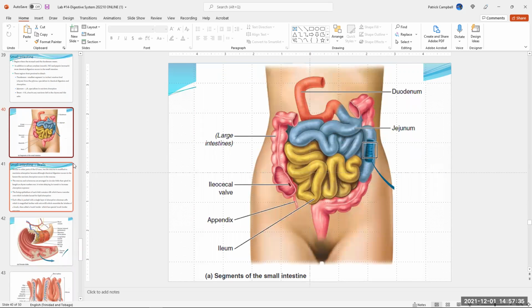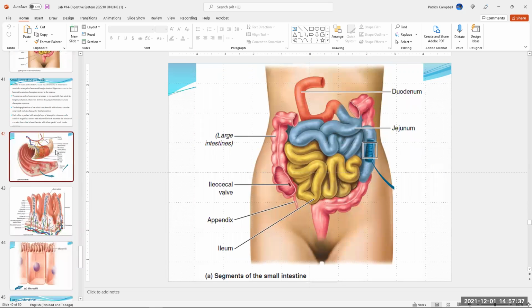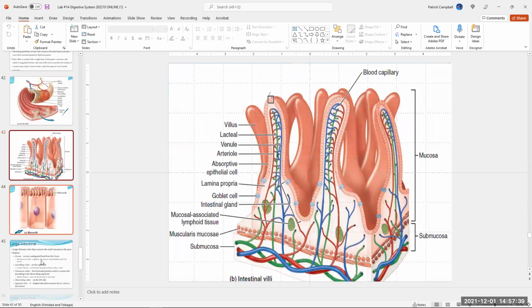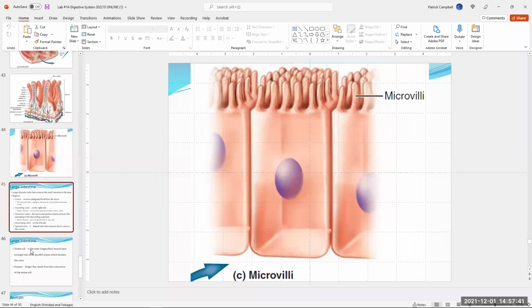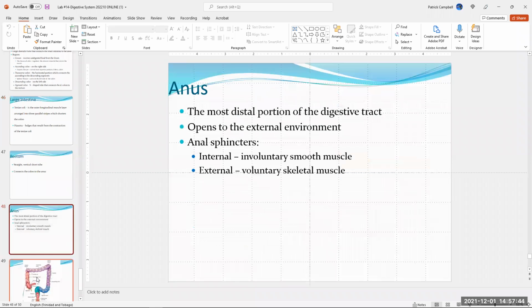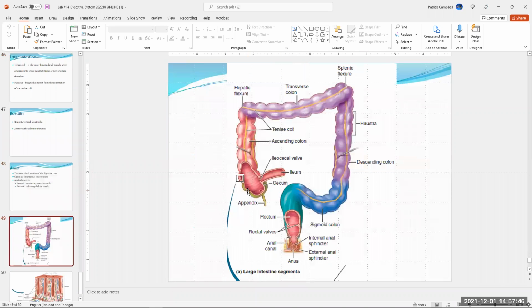The absorption, small and large intestine. The parts of the large intestine: ascending, transverse, descending, sigmoid colon, rectum, and anus.